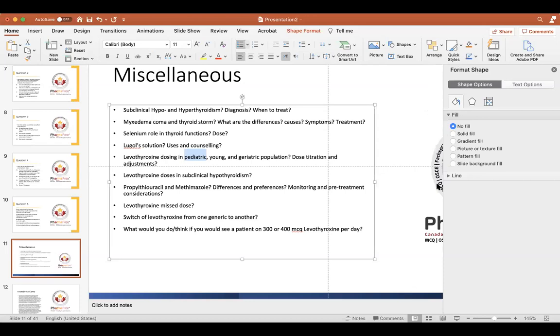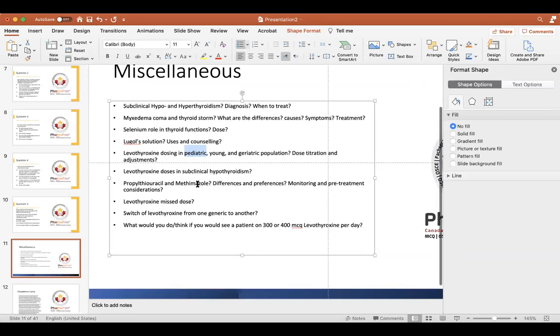Okay, doctor, so this is the dose. From 12 and a half, we give a higher dose. Yes, we give a higher dose. So from 15 to 20 microgram per kilogram in children. Okay, we give a higher dose than adults, of course.